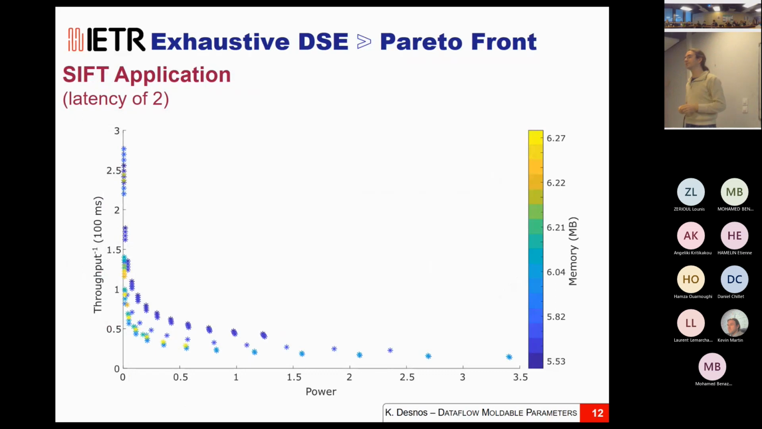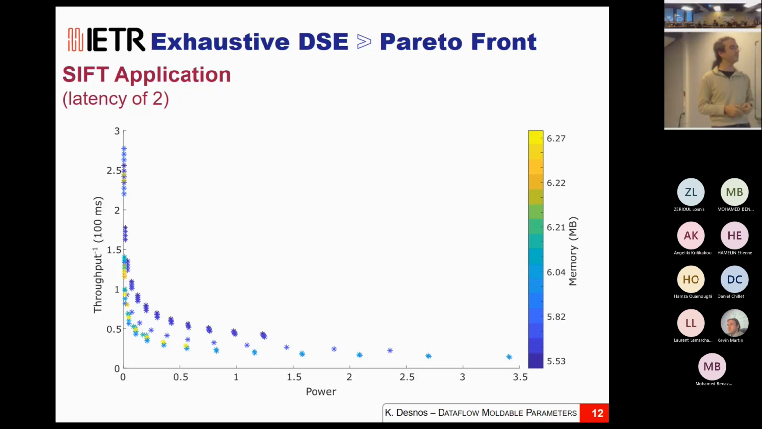So what are our results? The results that are presented on this slide are for the SIFT application. Here we restricted ourselves to presenting a result only for a specific configuration of the pipeline, just for clarity of the results. So here we have a latency of 2, which means that we have activated the 2 stages of the pipeline.